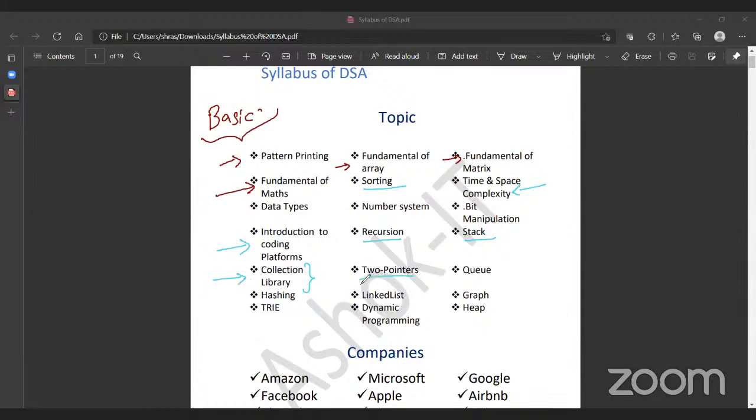There is the two-pointer technique, which is quite famous. Queues, hashing, linked list, graph, trie, trees, dynamic programming, and heap. So there are lots and lots of topics which are going to be covered in this particular course. Okay.